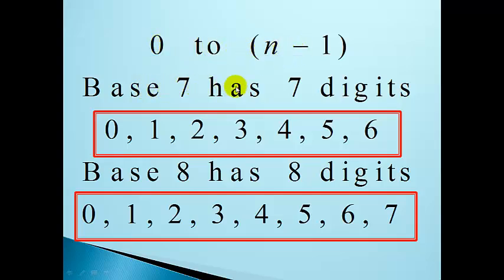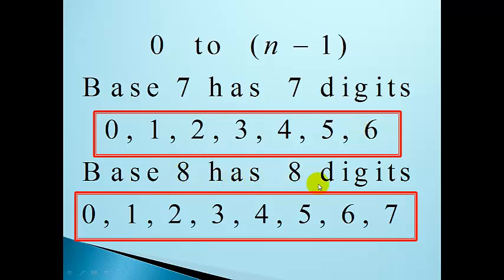So base 7 has 7 digits. That means n is equal to 7, and so n minus 1 will be 7 minus 1, that is 6. So base 7 has 7 digits, starting from 0 up to 6. So we have 0, 1, 2, 3, 4, 5, 6. And now when you count, we have 1, 2, 3, 4, 5, 6, 7. So you have 7 digits.